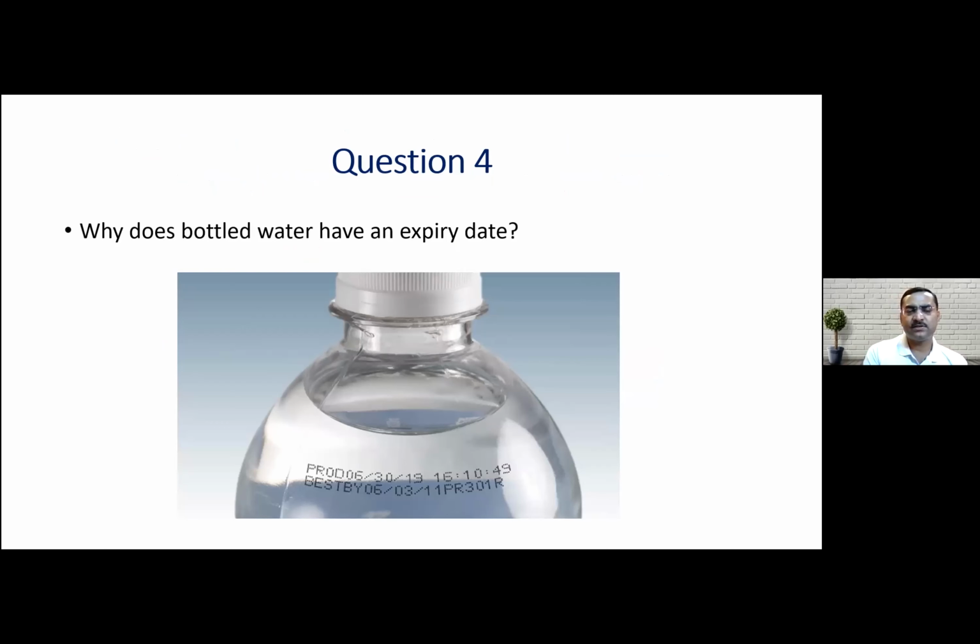Now, why does a bottle of water have an expiry date? Can water go bad? Because we know that they are sealed hermetically so that no bacteria or virus is there inside. So how come bottled water has an expiry date? So the question is, you need to give me the answer to why is there an expiry date on the bottle of water? What's the logic behind it? And I want a simple one-line answer. I don't need detailed explanations.